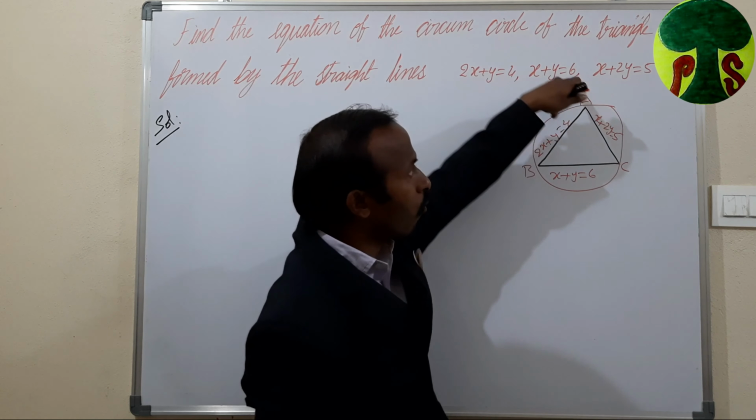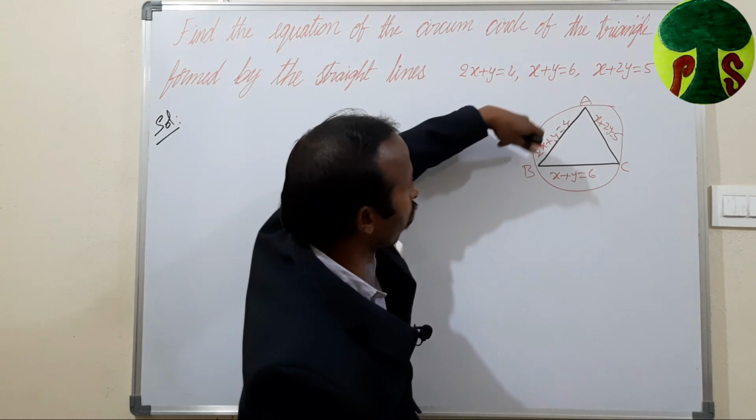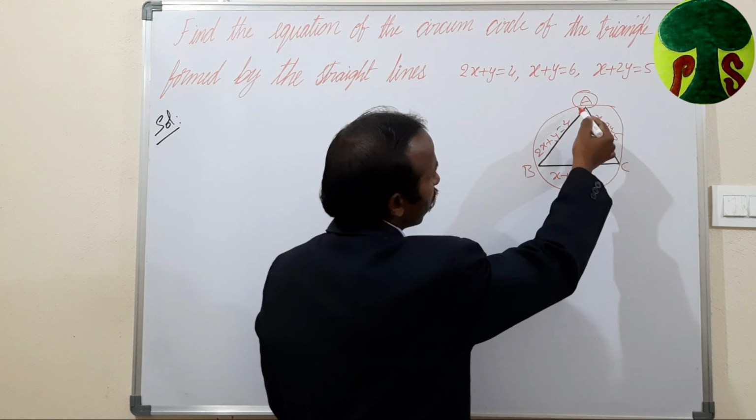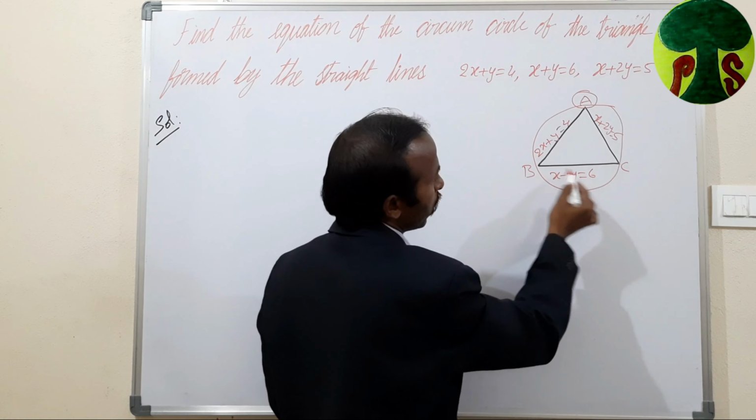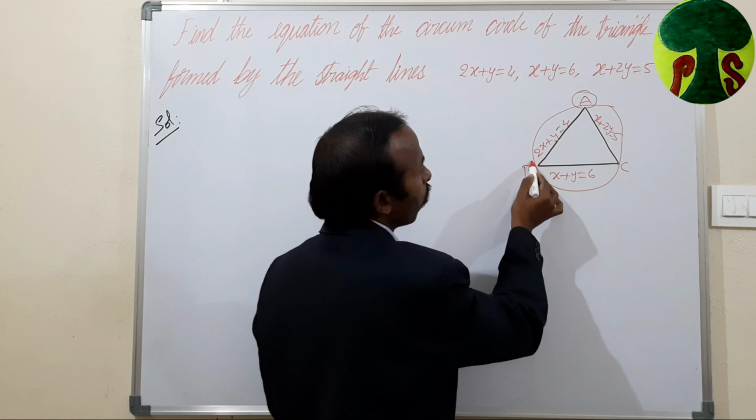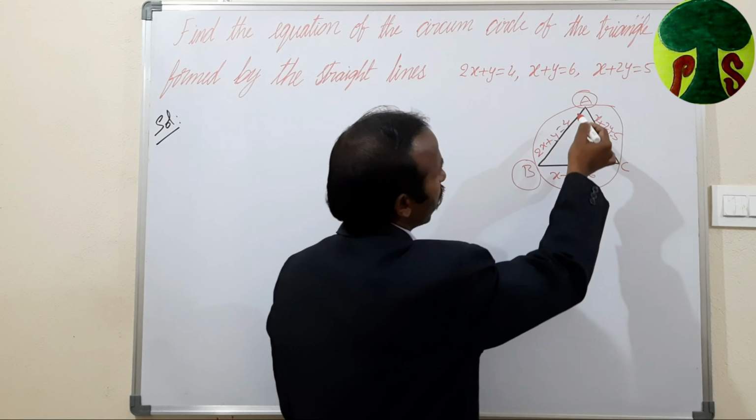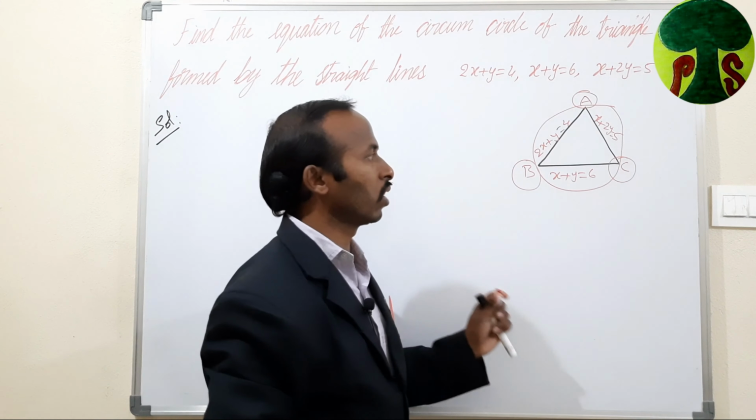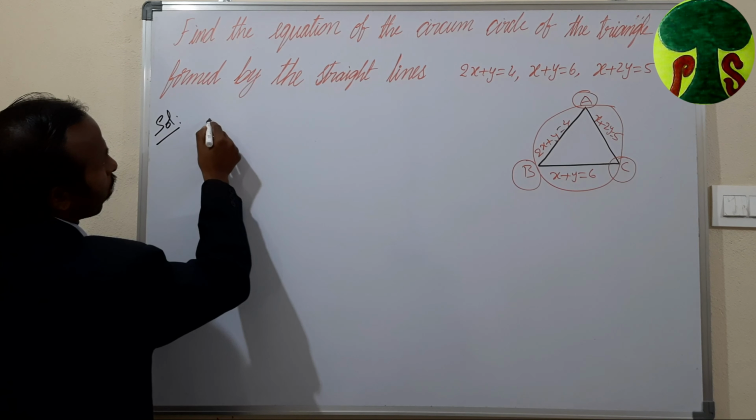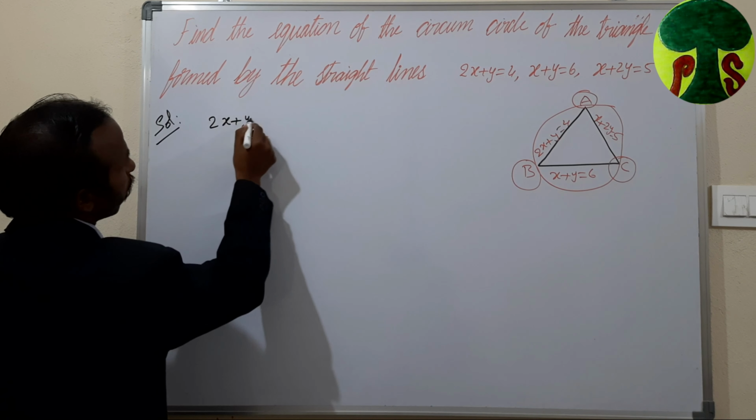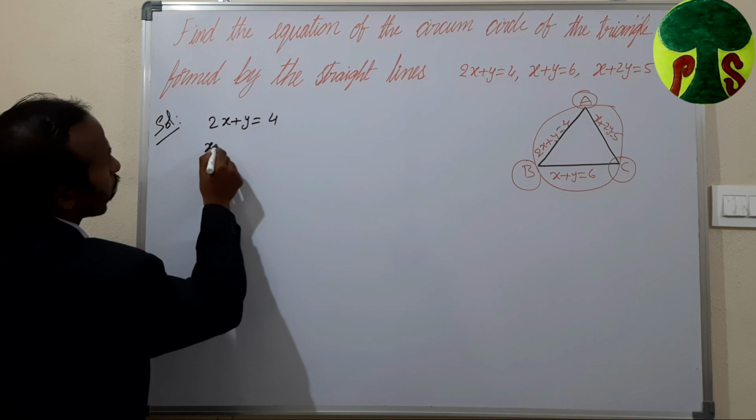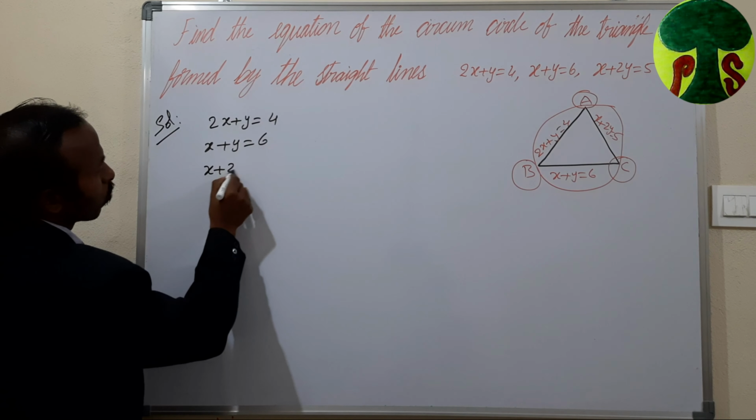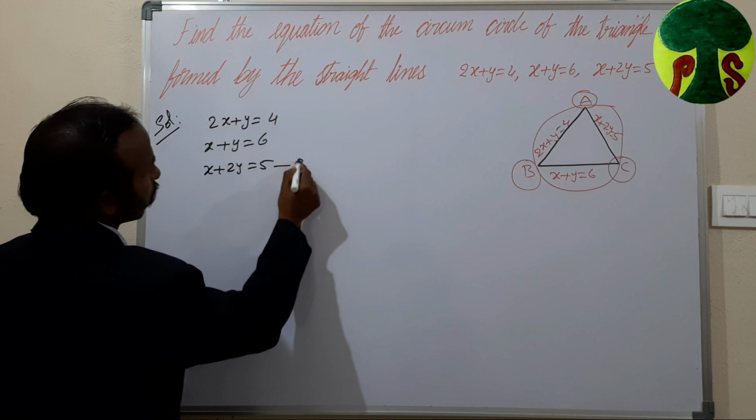To get vertex A, we have to solve the AB line equation with AC. By solving the AB line equation with BC, we will get vertex B. By solving AC with BC, we will get vertex C. The given line equations: the first one is 2x plus y equal to 4, the second one is x plus y equal to 6, the third one is x plus 2y equal to 5.